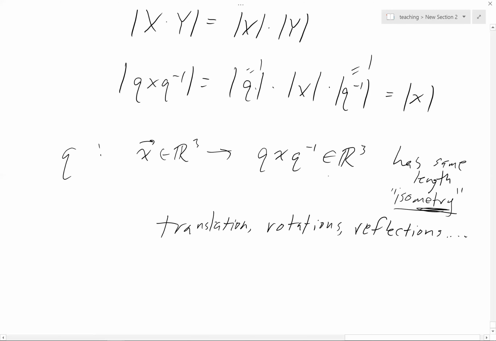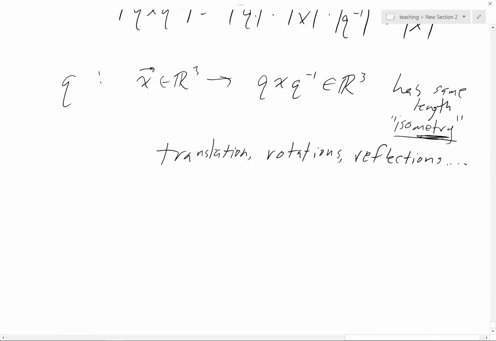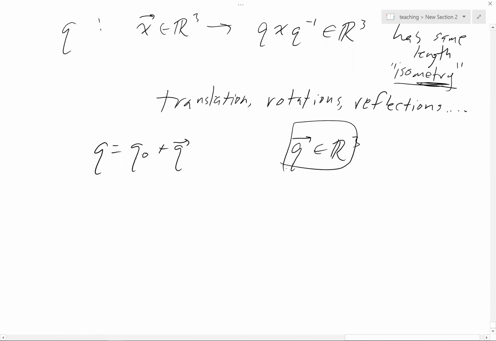Which one is it? Well, an easy thing to do is let's write Q as being its real part plus a vector. Let's see what happens. I mean, this Q is something in R3. Well, let's hit this particular vector with this function, see what happens. I have Q naught plus Q, and then times Q. And then the inverse, since this is a unit guy, the inverse is just Q naught minus Q.